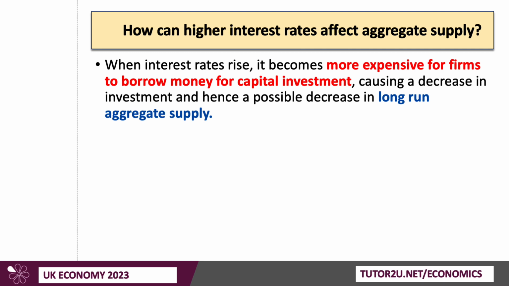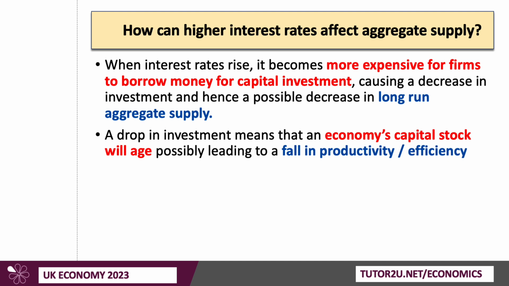Well, first of all, when interest rates in the economy are going up, money becomes more expensive to borrow. So firms will have to pay more for a business loan or perhaps an overdraft, and certainly a loan if they're going to finance their investment. And if investment goes down, if gross investment, for example, is below depreciation of capital, then that could lead to a possible decrease in long-run aggregate supply.